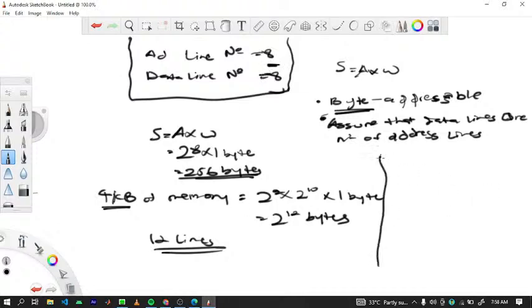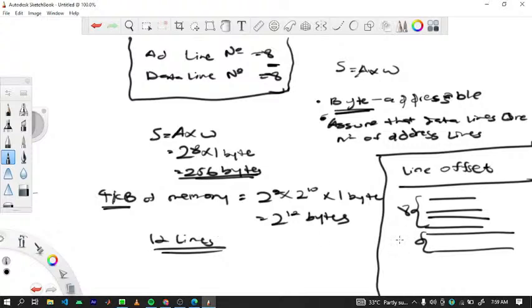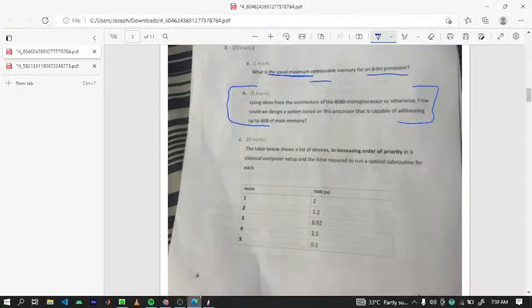So if you remember, we use the x86 concept of line offset. We have 8 lines for data, and then we would have 12 lines, so we have 4 more lines as line offsets. I hope you understand. With this, you'll be able to address 4 kilobytes of memory. This is the idea we use from 8086, very, very simple. We don't want to move to other architectures because it will be more complex.